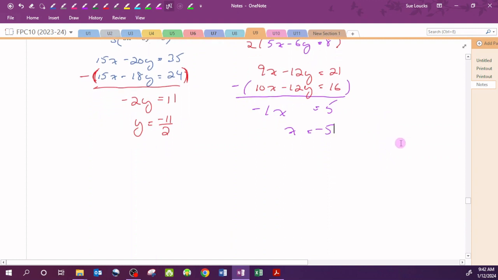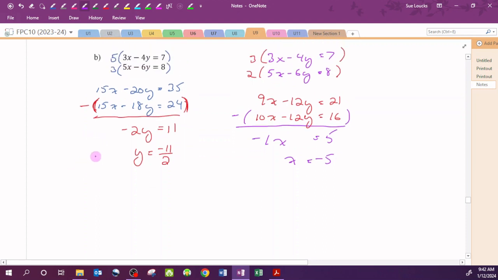So I'm going to check in both equations. Okay, because of the way I solved it, I used both equations to find both answers. I need to check in both equations. So I've got my first equation is 3x minus 4y equals 7. So this is my checking. So this is 3 times minus 5 minus 4 times minus 11 over 2, minus 15 plus 22. That equals 7. Yep, that worked.